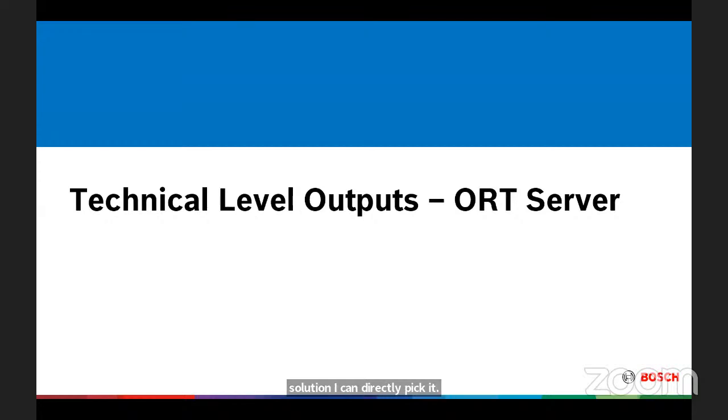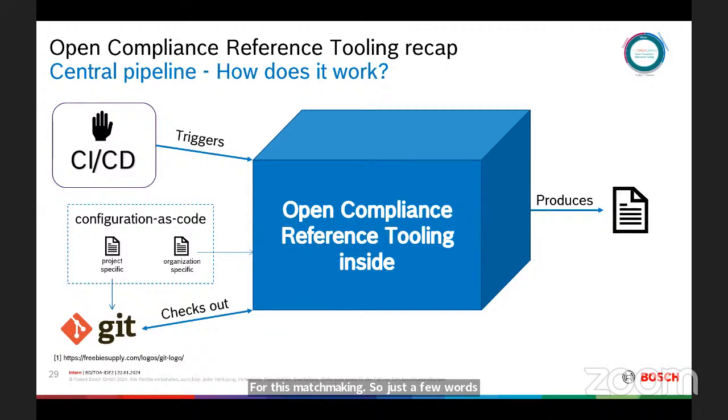So just a few words about the ORT server for those who are not familiar with OSS Review Toolkit. The idea here is that you have tooling that you can trigger either manually via a command line or CI/CD or whatever you want. You have configuration as code, where you can configure your license classifications, your policies. You can also have your project-specific configuration in your repository. So the tool will check out your repository, then run through all those different steps and produce reports, produce compliance bundles, whatever you need.